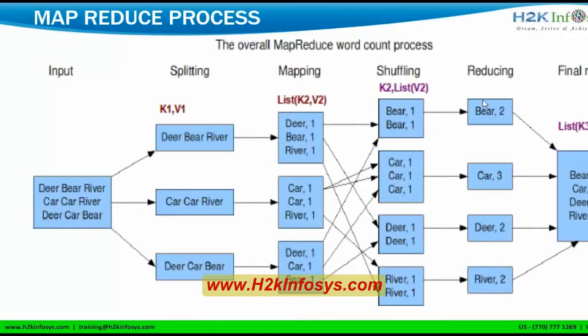In the reducer phase, based on the key, I am adding up, or aggregating, all the values of that particular key. Suppose you see here bear comma 1 and bear comma 1; in my reducer phase I do bear comma 1 plus 1, which is 2. The same thing happens with car: for car comma 1, car comma 1, car comma 1, I get car comma 3. Same with deer and river, and this is what I finally throw as my final result.